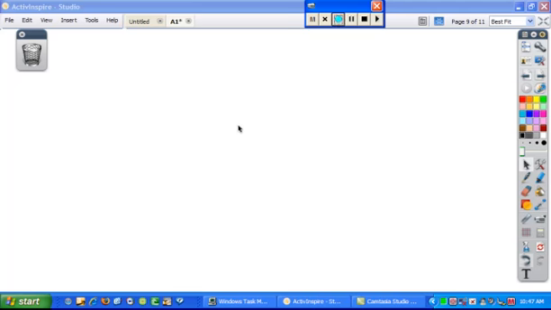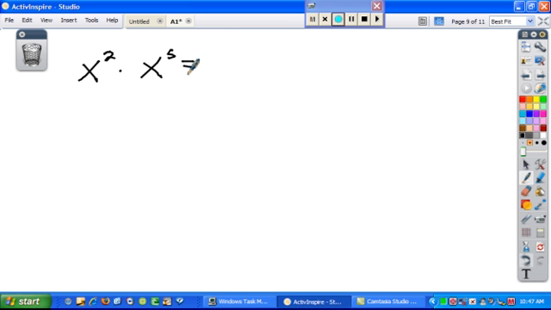Okay, as we continue our wonderful adventure with exponents, I want to talk about how you multiply two things with exponents. For example, let's say I want to multiply x squared times x to the fifth. Well, I have two x's that are coming from the squared, and I have 5 more that are coming from this x to the fifth, and if you count those up, altogether you have x to the seventh. Now, you don't have to do this every time.